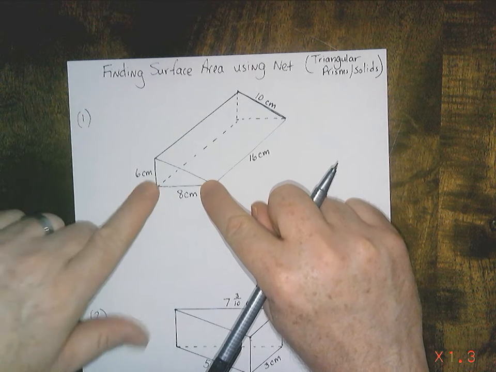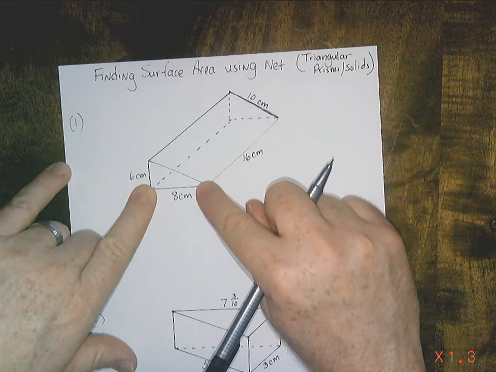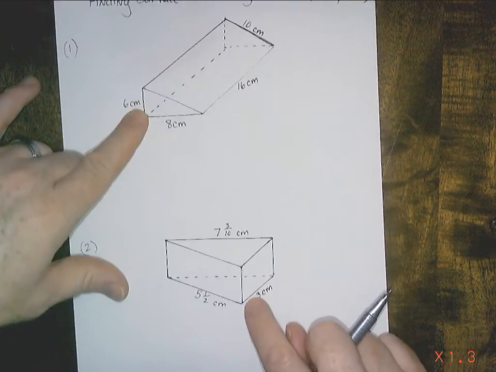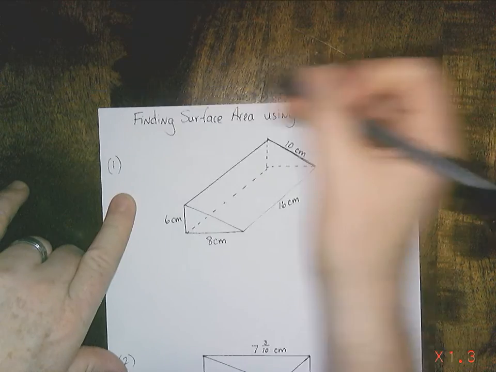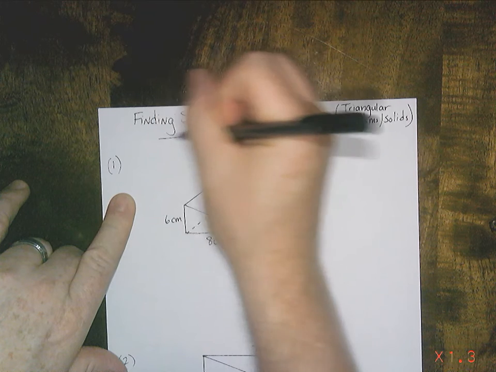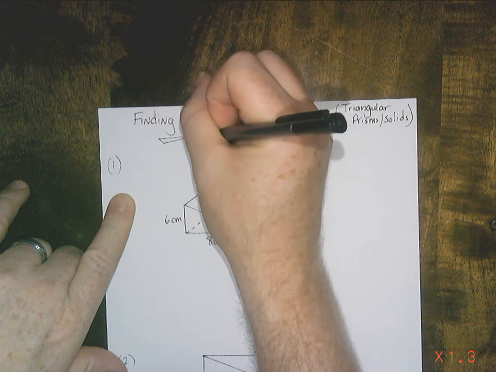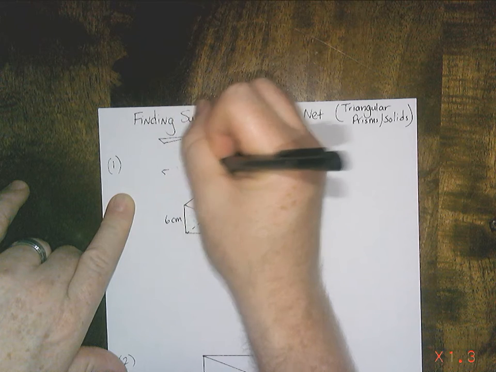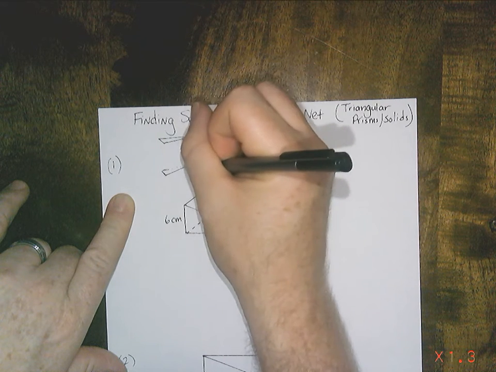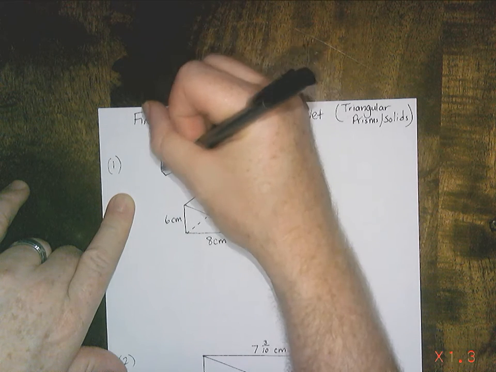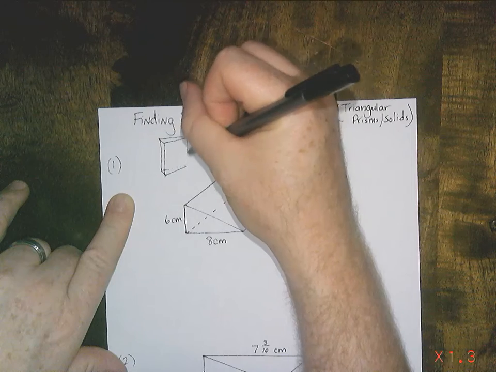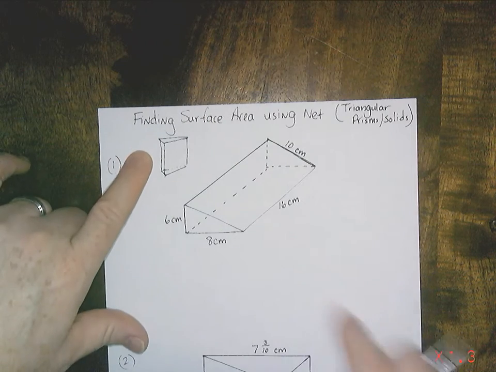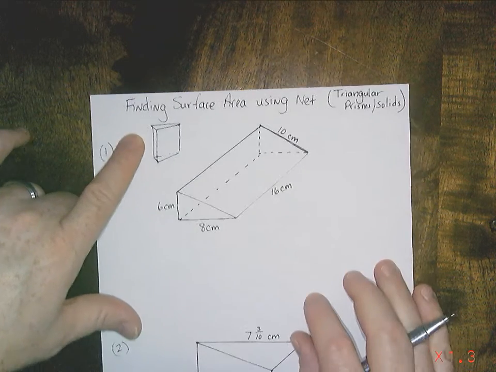So if we were to recreate this, it would look very similar to this. It would have a triangular top or base, if you will. Let's see if I can do it this way. So it would look something similar to this, where this would be upright.